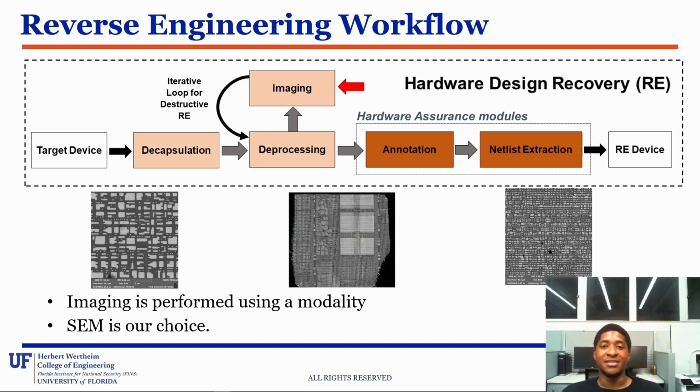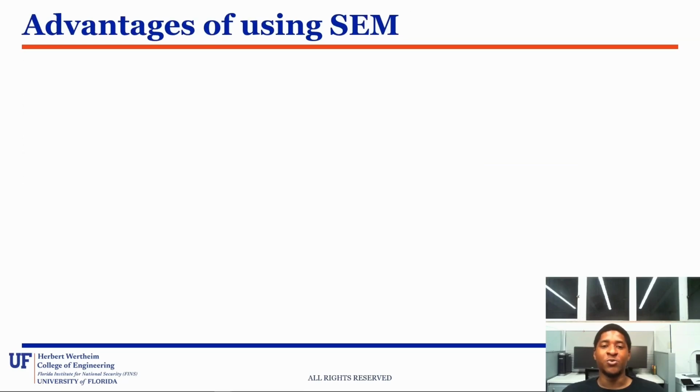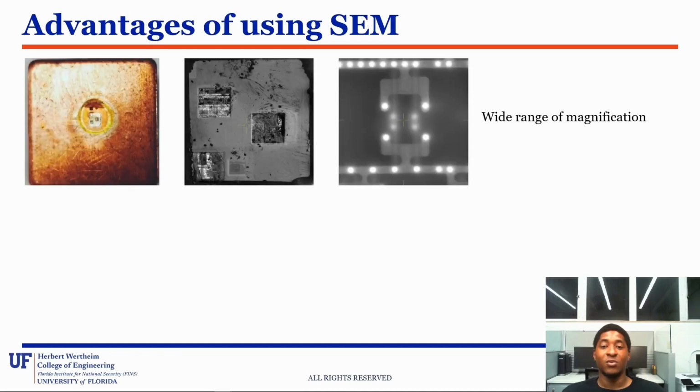Why do we choose SEM? I'm going to tell you why. One standout feature is its extensive range of magnification. Think about the camera that your iPhone provides. With its humble 3 to 4 times magnification, the SEM can go all the way up to 142 times, but that is not its ceiling.